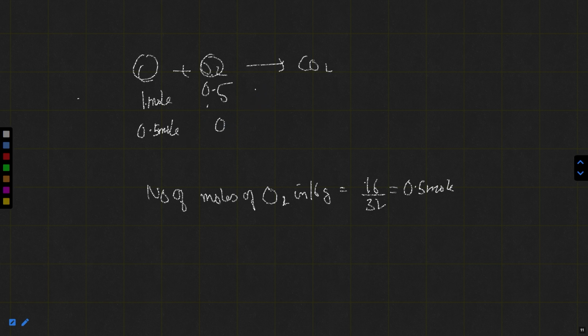Now since only 0.5 mole of this has reacted, that would result in 0.5 mole of CO2. And in 0.5 mole of CO2 we will have 0.5 into 44 gram. So mass of CO2 would be this much, that is 22 grams.